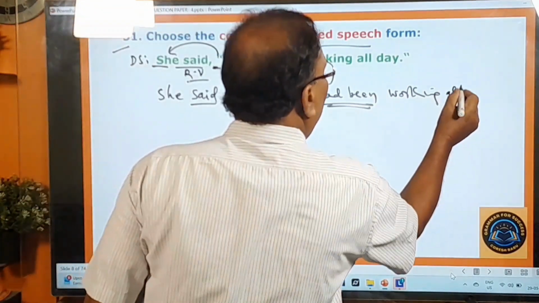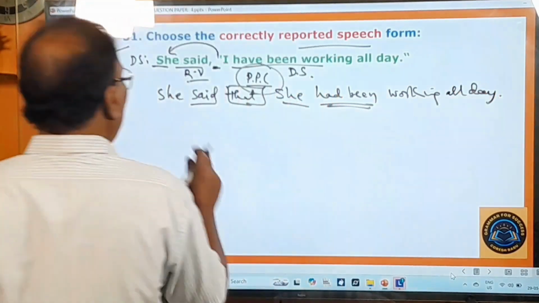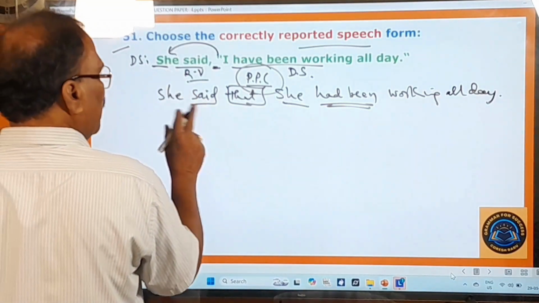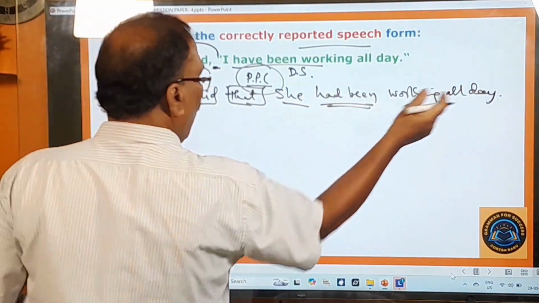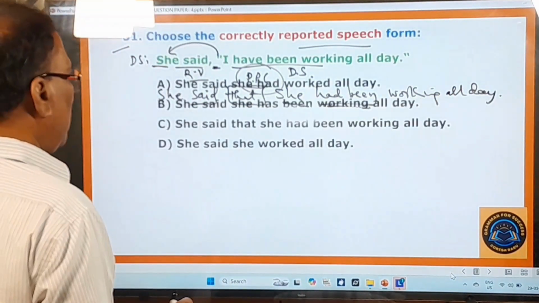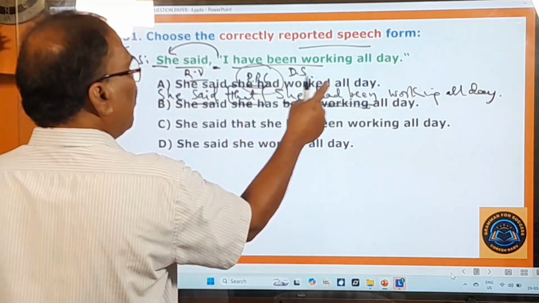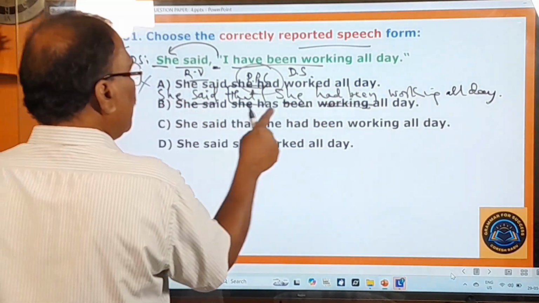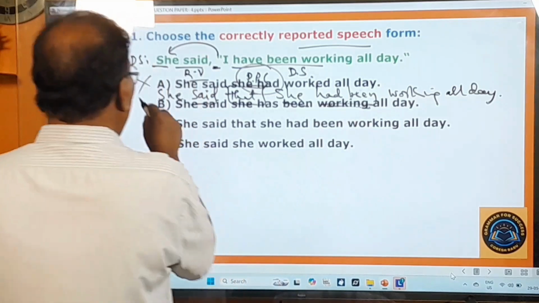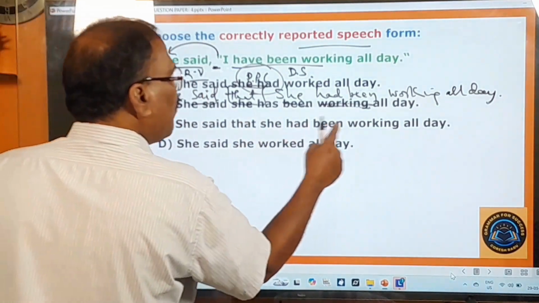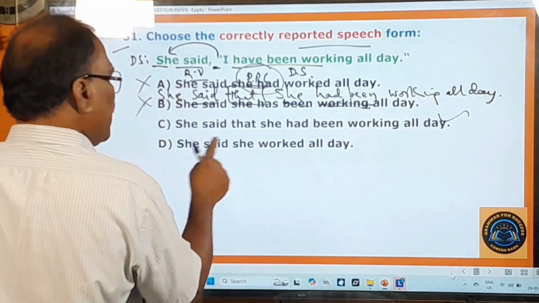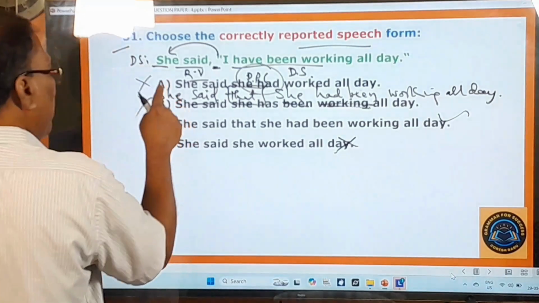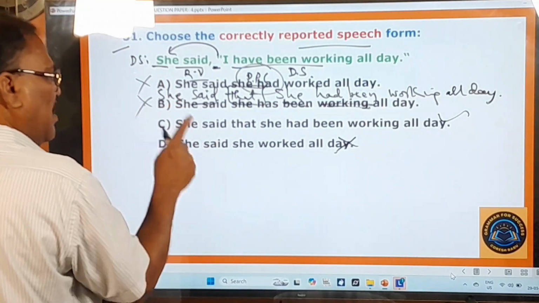Okay. So here, this must be your reported speech. She said that she had been working all day. So now look at the options. She said she had worked all day. Wrong. She said she has been working all day. Wrong. She said that she had been working all day. Right. And she said she worked all day. So A, B, D are gone and only C is the right one.